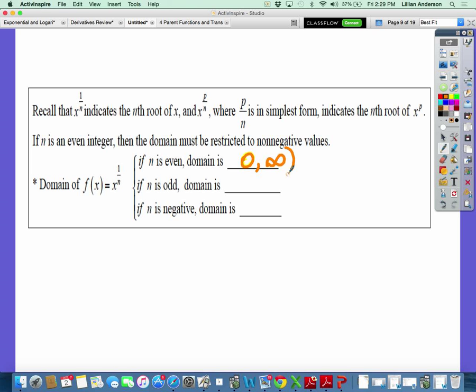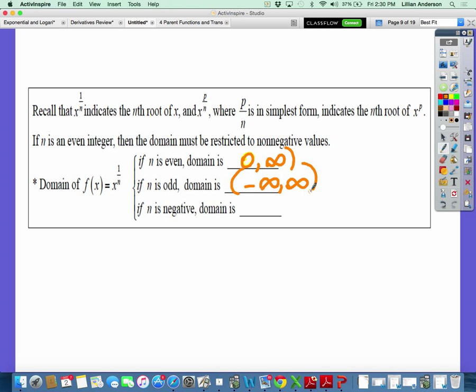Odd: you have all real numbers, negative infinity to positive infinity. And if n is negative, negative infinity to 0. We're going to graph some. Let's graph these, and then we'll come back to this, to be sure.